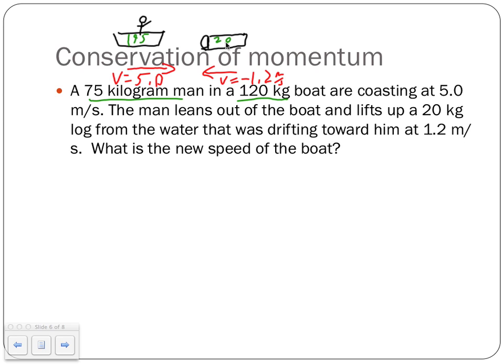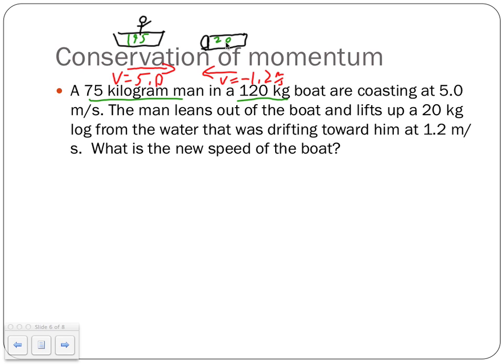So whenever he picks up the log, that's a type of collision. This is, assuming that there's no friction on the water, a case where we have a closed system. Now, there's mass being added to the man and boat because he's picking up the log, but this is a case where we'd want to include the log in that closed system to make the problem solvable. So of the system of man, boat, and log, there's no mass being added.